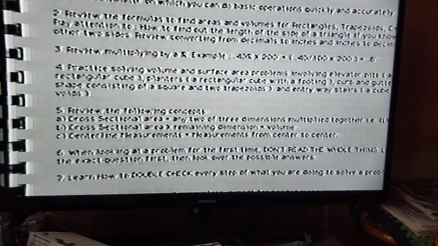Returning to our cram book, we have just discussed reviewing these concepts, A, B, and C, the centerline measurement and the cross-sectional area. Number 6 tells us that when we're looking at a problem for the first time, don't read the whole thing. Look for the exact question first. And what I mean by that is that there's only one sentence that is the question. Whether the entire representation of the question is 5 paragraphs or 10 pages, it matters not. There's only one sentence that is the question.